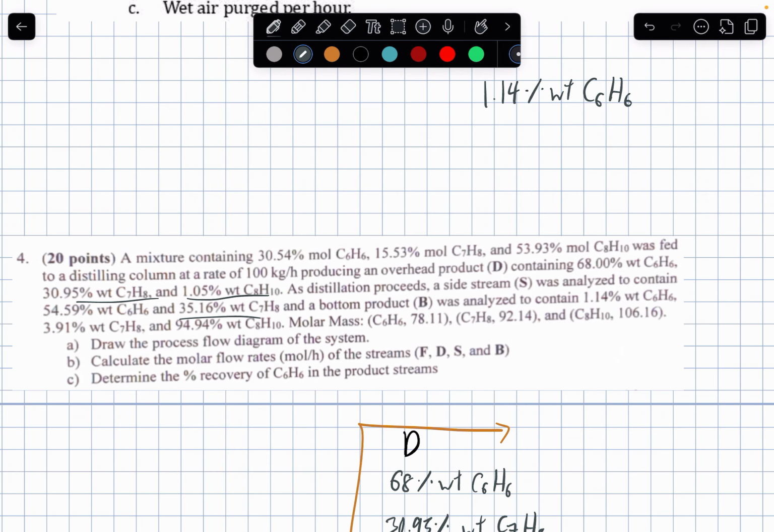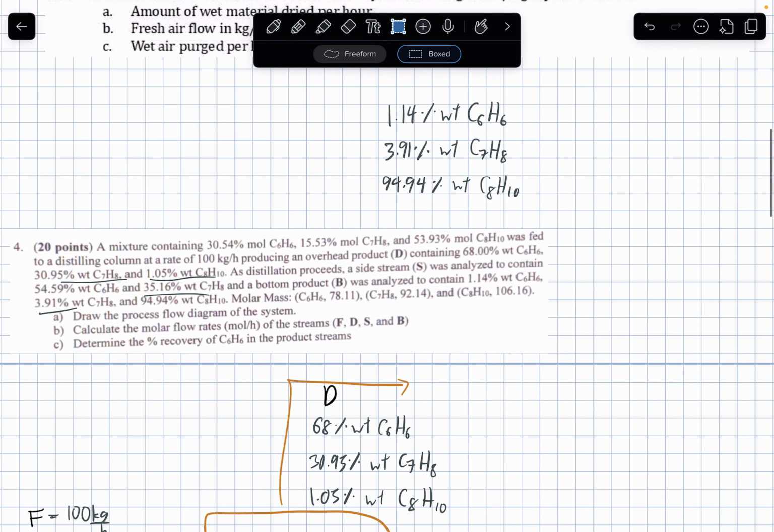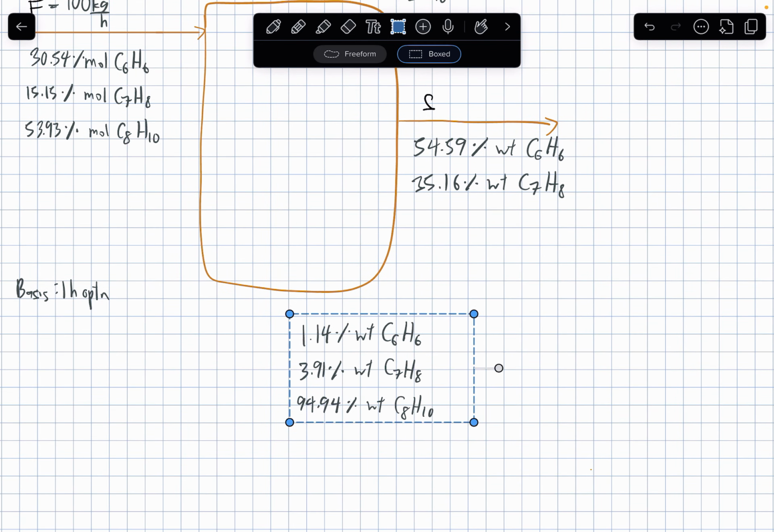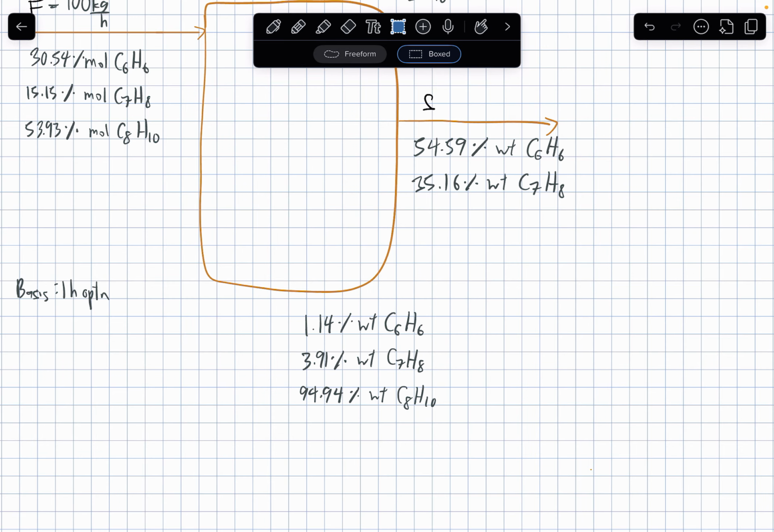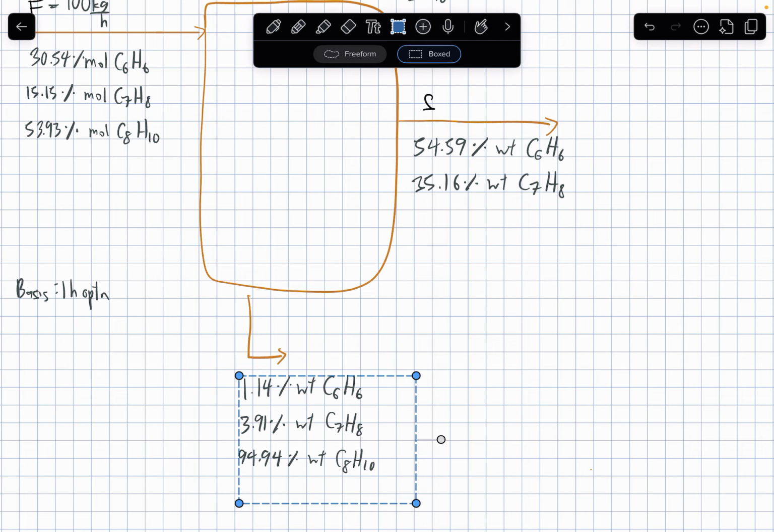We already have information on how many components we have per stream. We have 3. Next, 3.91% weight, C7H8. And 94.94% weight, C8H10. So that is the info for the bottoms stream.